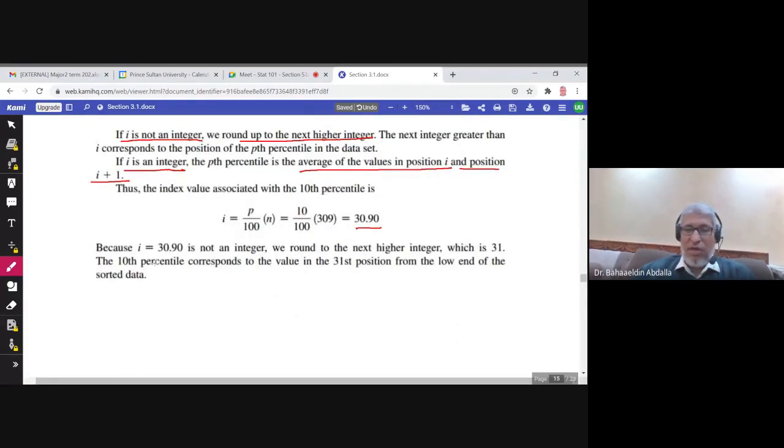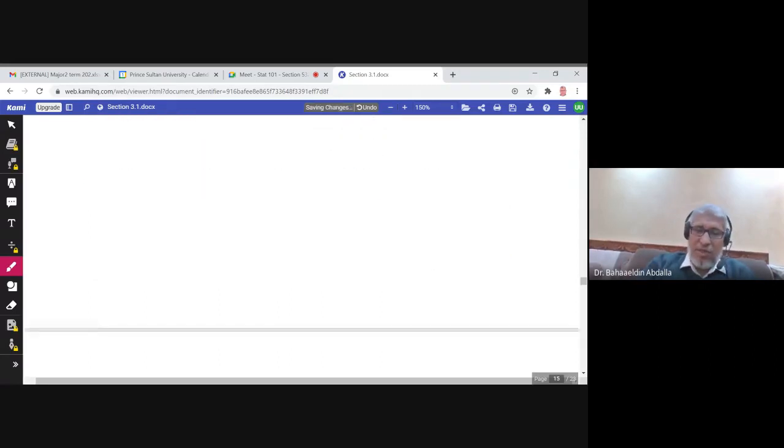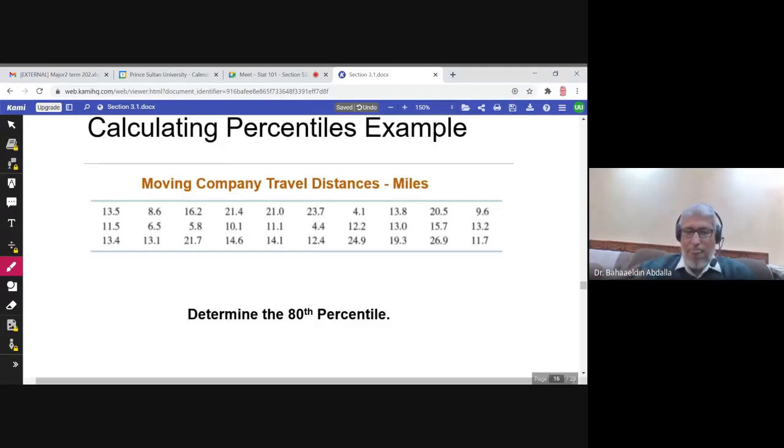So here, this is the solution. i is 30.9, it is not an integer. You round it up to 31. So the value in the 31st position would be the 10th percentile. Let us take an example.